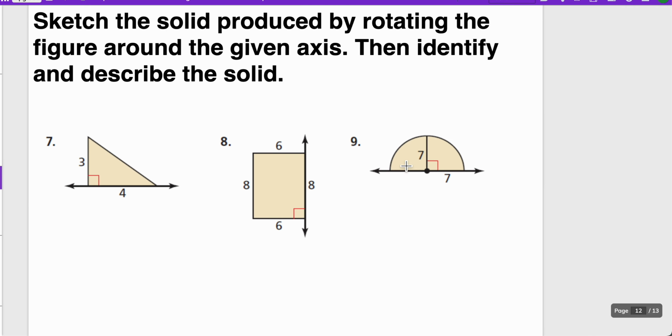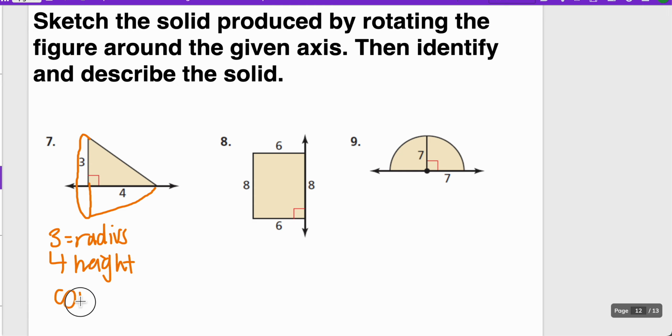So our final step in this video is just to sketch the solid produced by rotating the figure around the given axis. So number 7, I start with one side at a time. If this side gets rotated around, I'm going to end up with a circle. And if this side rotates around, I'm going to end up with a full cone. Okay, so 3 is the radius, 4 is the height, and this is a cone.